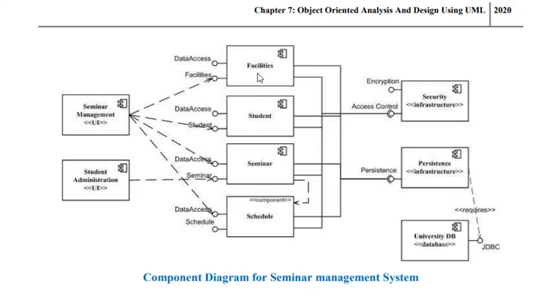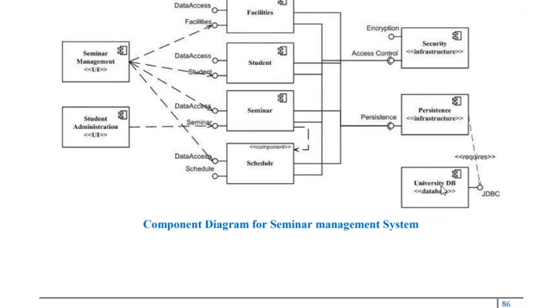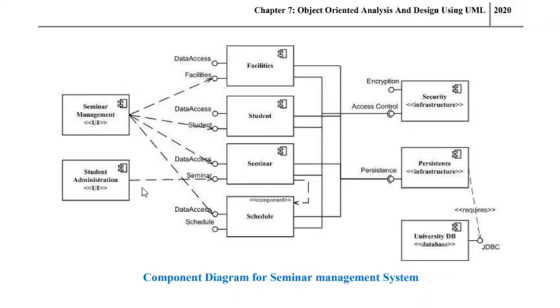All of these four components depend on a security component that is capable of providing security to the data. And there has to be some component that is capable of ensuring persistence. Persistence basically means the data is permanently stored in the university database. So it requires the university database. We have a bridge here, a JDBC bridge, that is being used. Again, the persistence is enabled with the help of a university database. So it's a database.